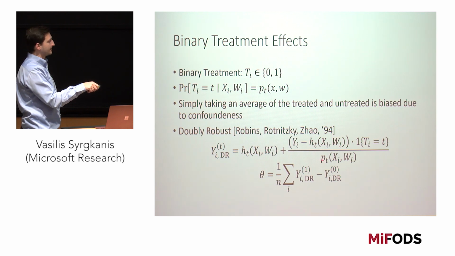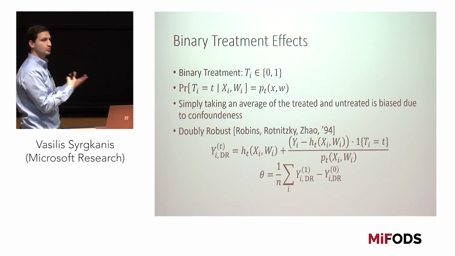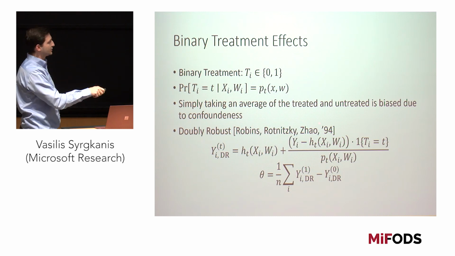Right? And you can see that this has the doubly robust property, which means that if either H was a correct model or P was a correct model, then this Y is an unbiased estimator of the counterfactual outcome. And so this is why it's doubly robust, because you need only one of the two models to be correct. Okay? And you can see that here.